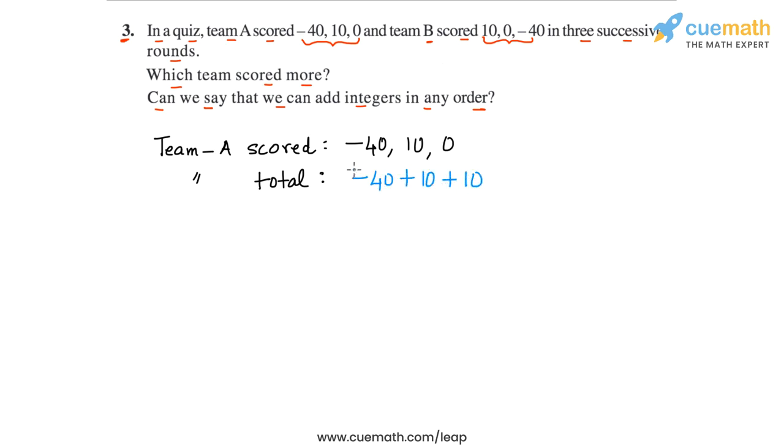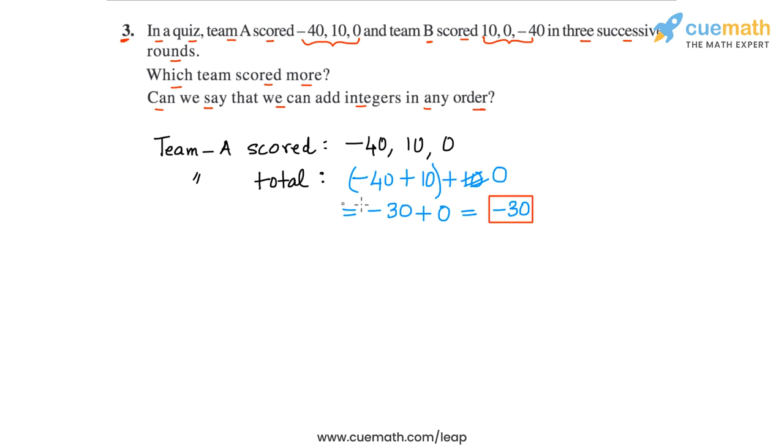To calculate this sum, let's first sum minus 40 and 10. So this will give us minus 30, plus 0. This is not 10, this is 0. So minus 30 plus 0 will be equal to minus 30. So team A's total score is equal to minus 30.